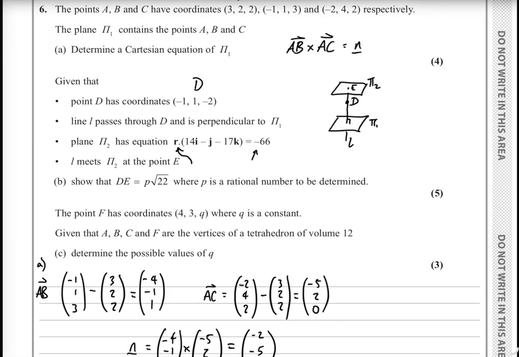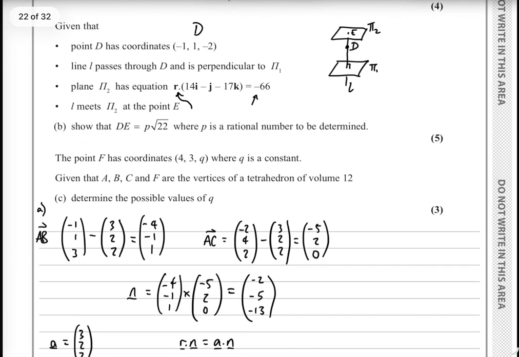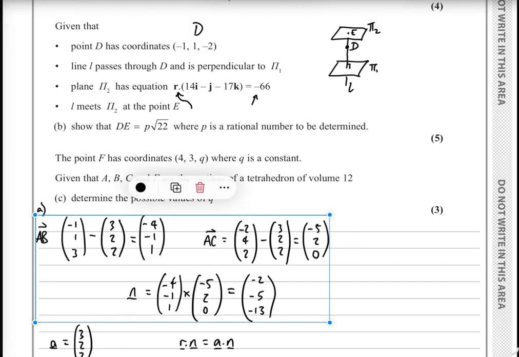Okay, on to part C. The point F has coordinates 4, 3, Q, where Q is a constant. Given that A, B, C, F are the vertices of a tetrahedron of volume 12, determine the possible values of Q. Okay, for this we're going to be using the triple scalar product, so I'm going to take this information here down with me, that's going to be useful.